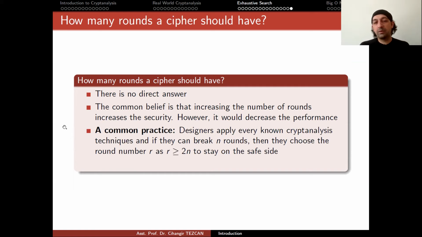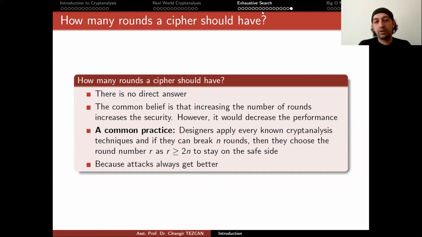A common practice is as follows: designers apply every known cryptanalysis technique, and if they can break n rounds, most of the time they choose the number of rounds to be greater than or equal to 2n to stay on the safe side. Because once they break n rounds, some people will find more weaknesses and break n+1 rounds, n+2 rounds, because attacks always get better and better. Day by day, we discover new cryptanalysis techniques, and we reduce the time complexity of the attacks that we have previously done, and we can attack more rounds. So for this reason, designers generally try to be on the safe side.